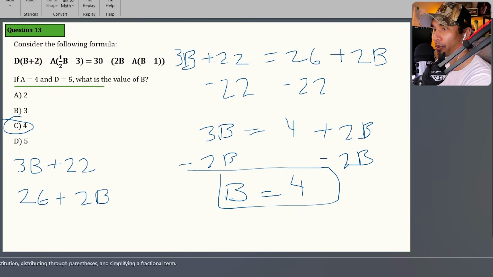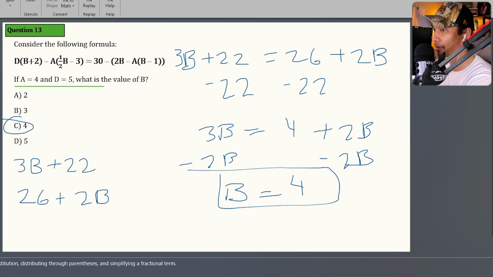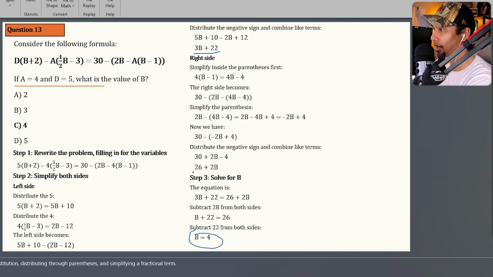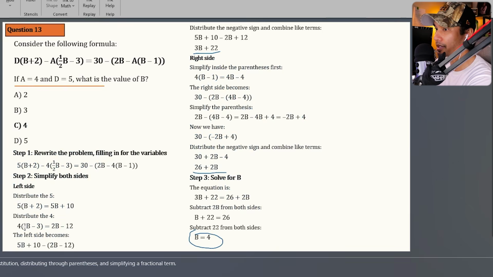And let's see what we have in our answer choices. Aha! B equals 4. And I did exactly what the steps tell me to do, which is rewrite the whole problem, put everything in there, okay? And then you would first work with the left side and then work with the right side, and you get 3b plus 22 on the left side. And then on the right side, we got 26 plus 2b, and then we just isolate and solve for b, and we get b equaling 4. All right, perfect, that's it.